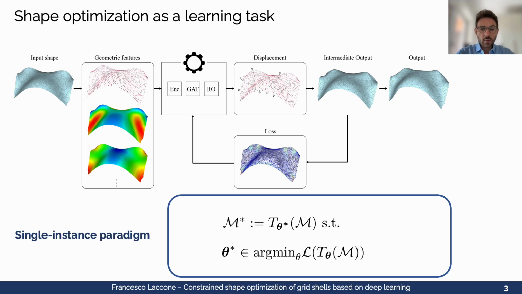We developed a single instance paradigm in which we solve this problem: find the optimal mesh through a neural network such that the optimal weights are those that minimize a loss function. Single instance paradigm means that for each mesh we restart the weights and we reset a new gradient descent procedure.